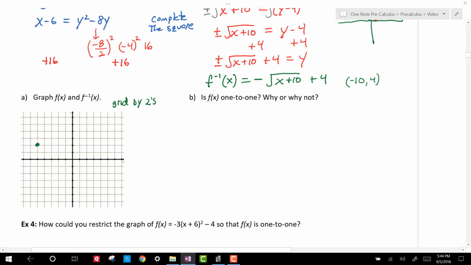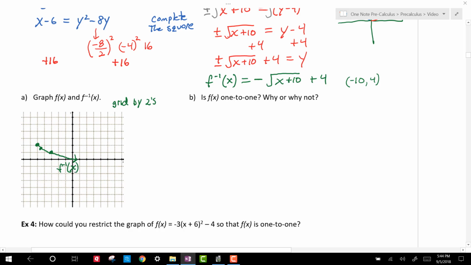Instead of going up 1 and right 1, I'm going to go down 1 and right 1, so I'm going to be right there. Now I need to go down 1, right 1, 2, 3, which is going to put me right there. So this is f inverse of x. All right? F inverse of x.